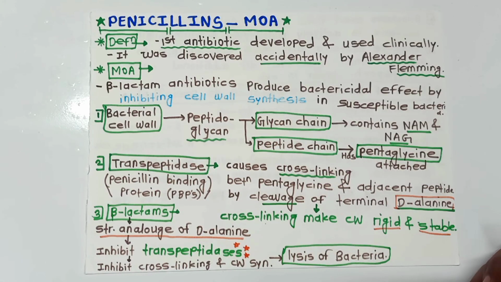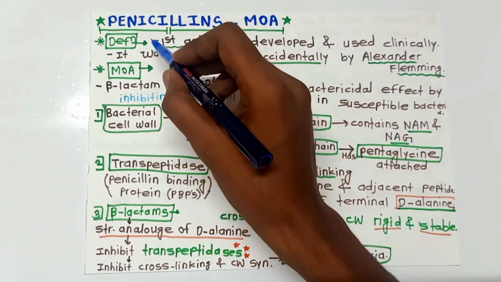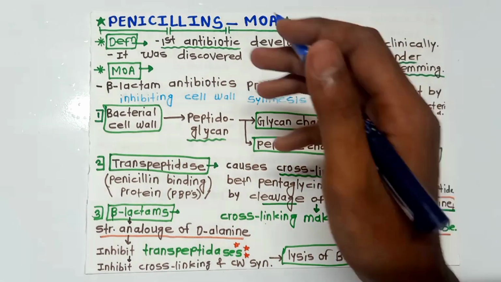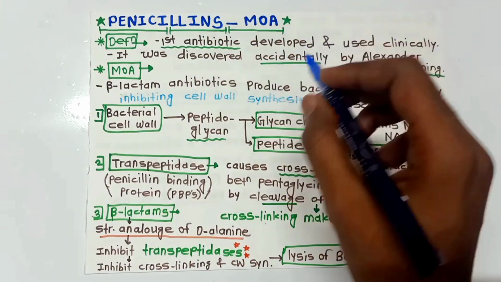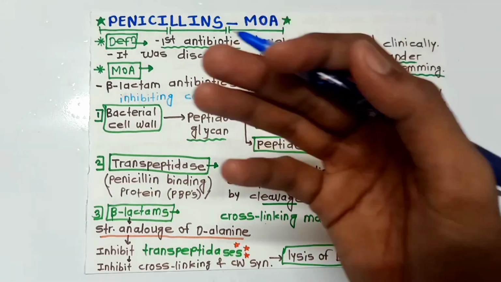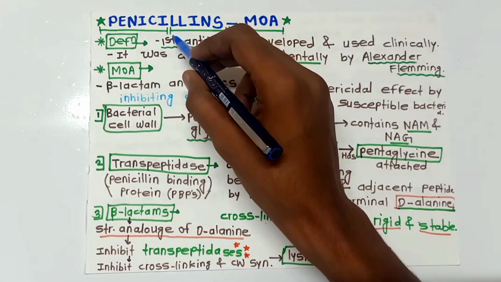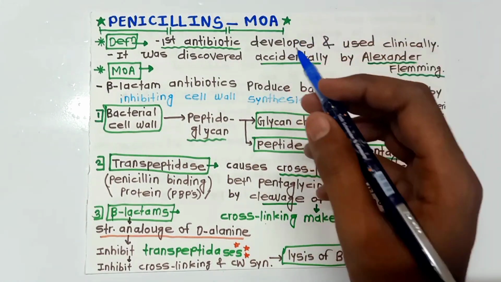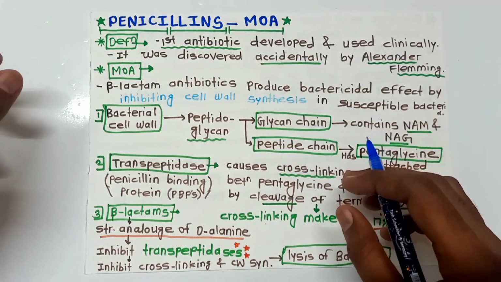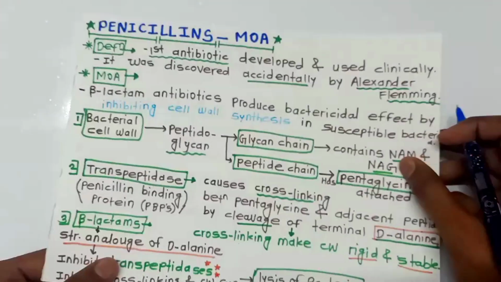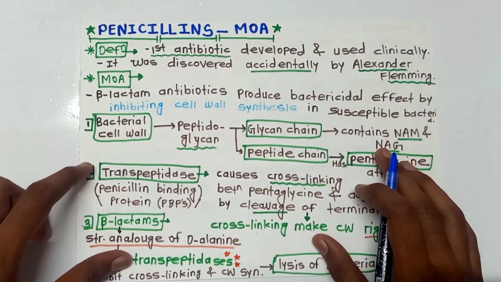I am a third year MBBS student, and in this video we are going to discuss the penicillins. These are antibiotic drugs. They are a beta lactam group of drugs. In this group we have cephalosporins, penicillins, etc. In this particular video we are going to see the definition of penicillin, the mechanism of action of penicillin, and the mechanism of bacterial resistance to the penicillin. So we'll go one by one.